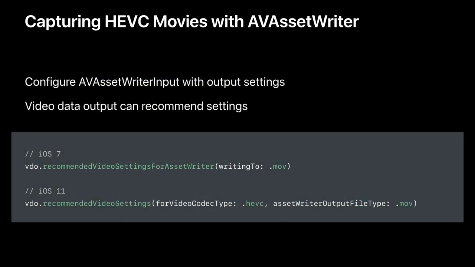With configuring Asset Writer for HEVC, you have two options. You can either configure custom output settings where you explicitly specify HEVC, or the video data output can actually recommend those settings for you, and we recommend this API. In iOS 7, we added recommended video settings for Asset Writer. Now, this always recommends H.264. So if you want to stick with that, that's fine.